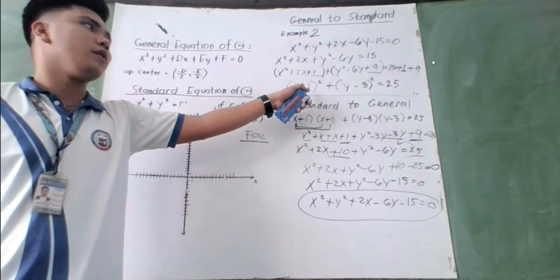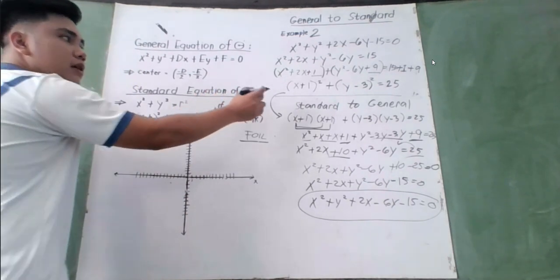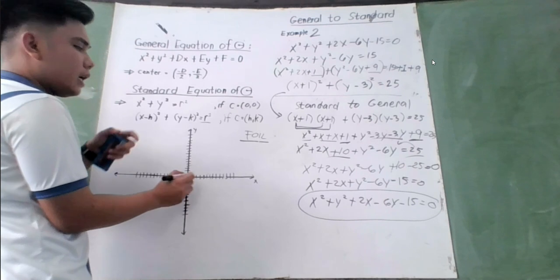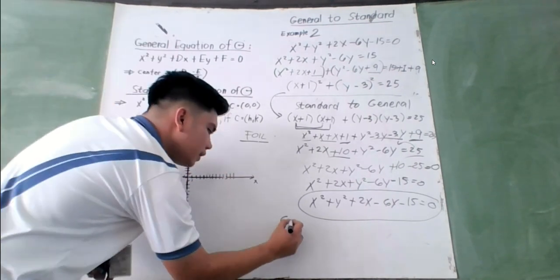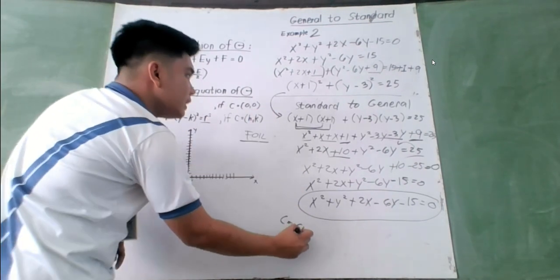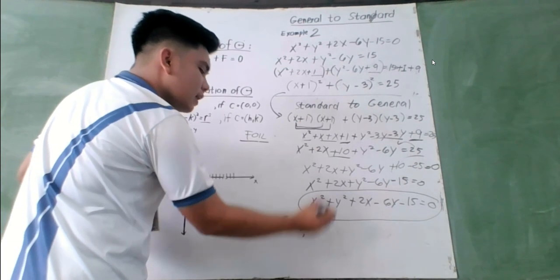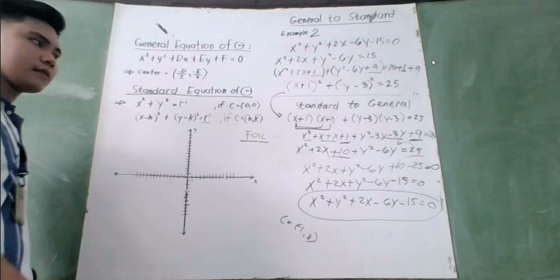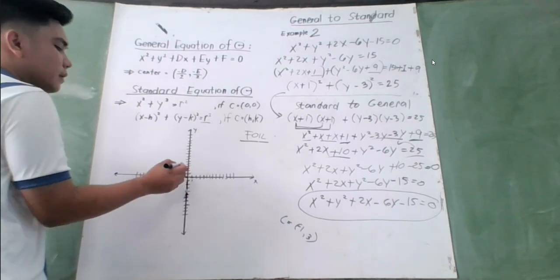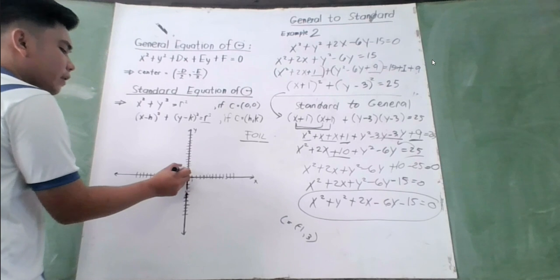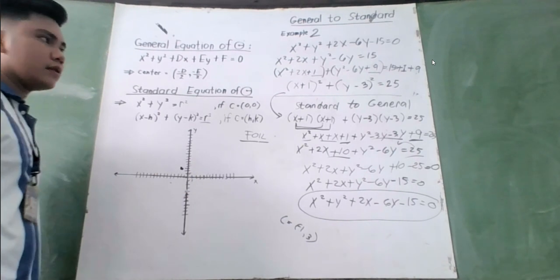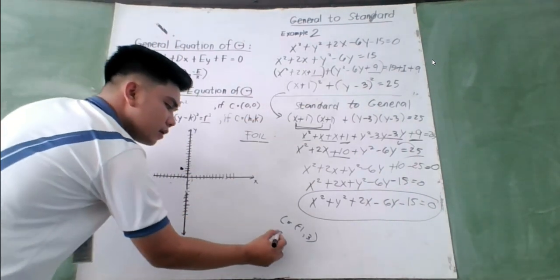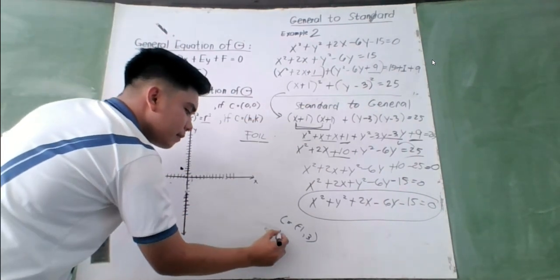Let's graph this very quickly. So you have 1. So this is negative 1, right? The center is negative 1, so that is somewhere here. The center is at negative 1, comma, positive 3. Okay. So you have 1, 2, 3. This is now the center. Next, the radius is 25, so radius is 5.